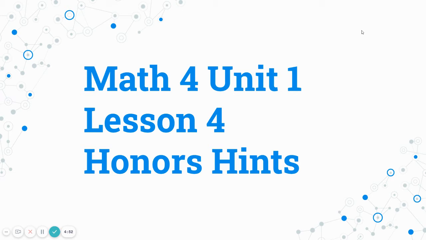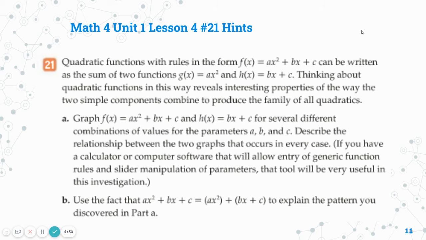Here's some hints for Unit 1, Lesson 4. They're talking about quadratic functions, and any quadratic function can be written in the form ax squared plus bx plus c. But they're asking you to change this to two separate functions, one of which, g of x, is ax squared and h of x is bx plus c. So they're trying to get you to think about how each of those components of the full function might relate to what the function graph and equation looks like.